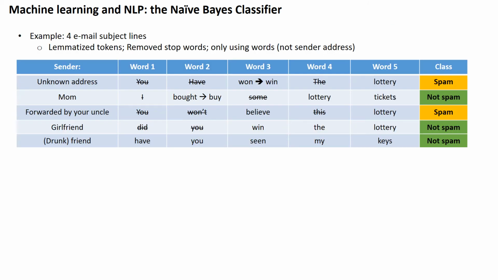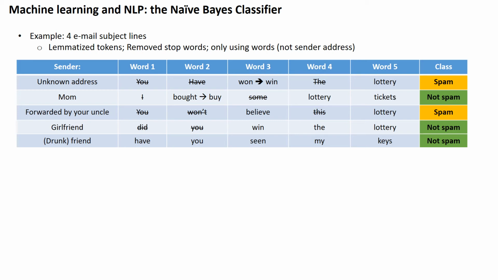So we have 4 email subject lines here. I already lemmatized the tokens, I removed the stop words, and the model only uses words, because I also included the sender of the email, which is typically a variable that a true naive Bayes classifier for spam email will incorporate in the model. But just for simplicity's sake, we will just focus on the words in the subject line here. So you have a first email sent to you by an unknown address, and it contains the words, "You have won the lottery." Okay, we label it as clearly spam.